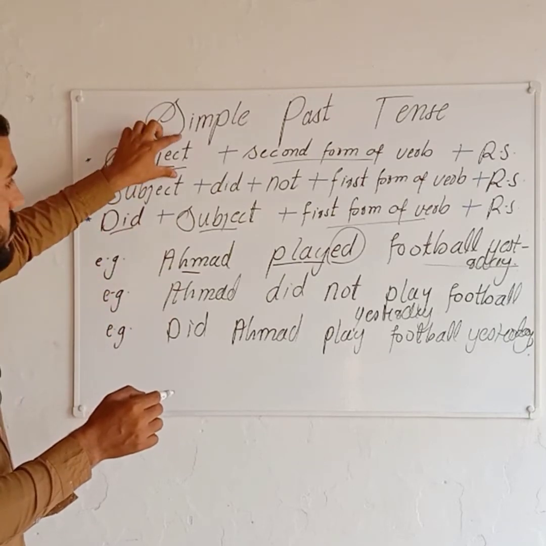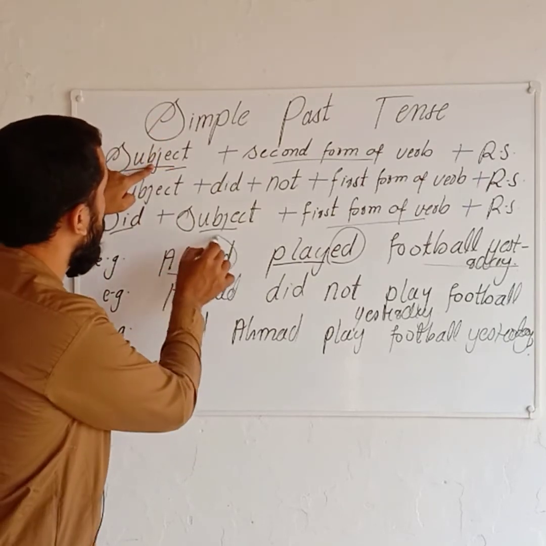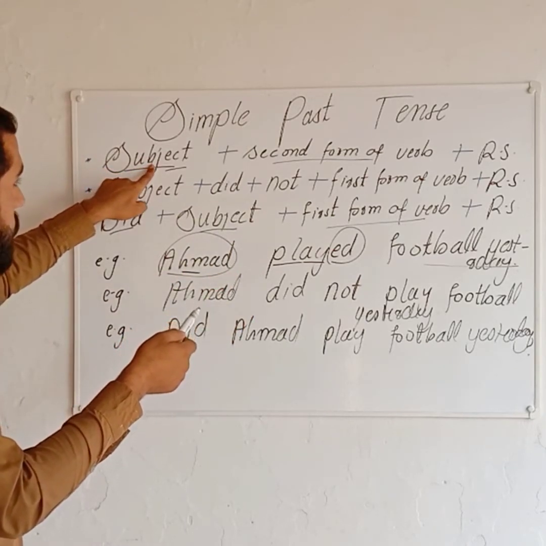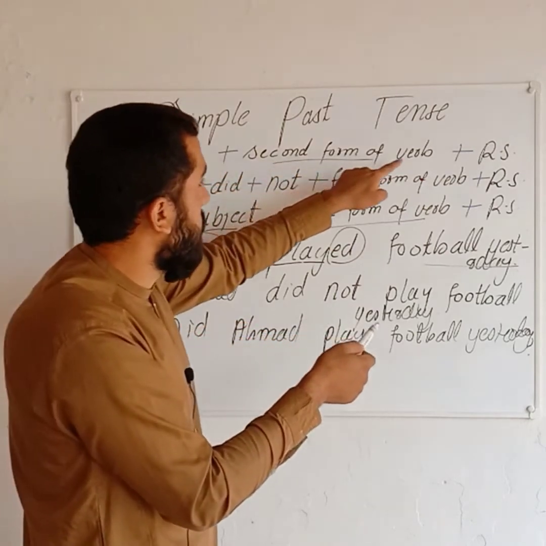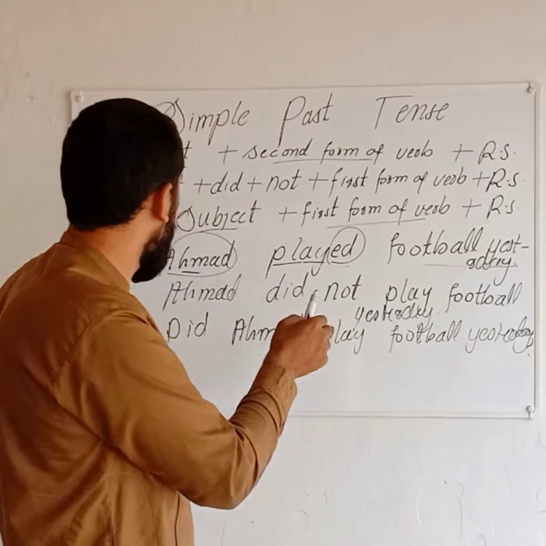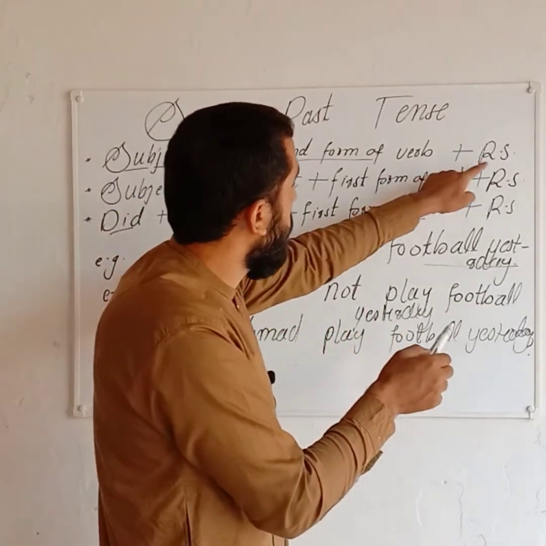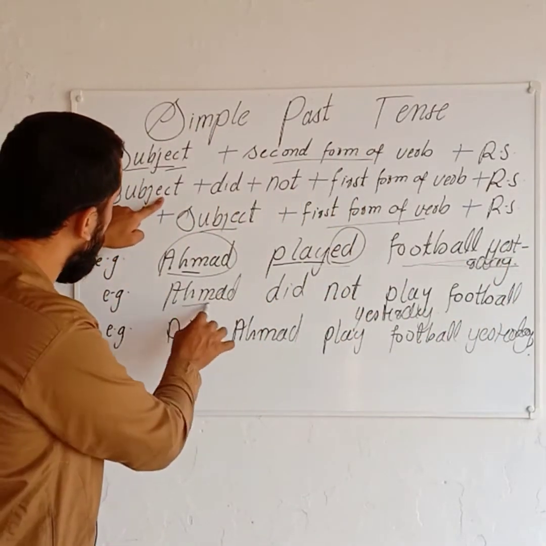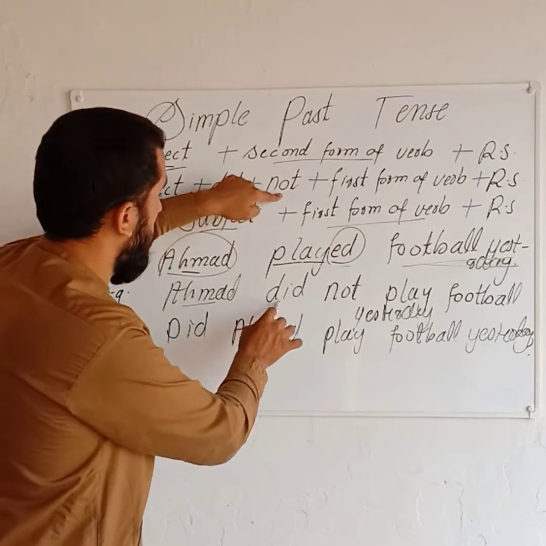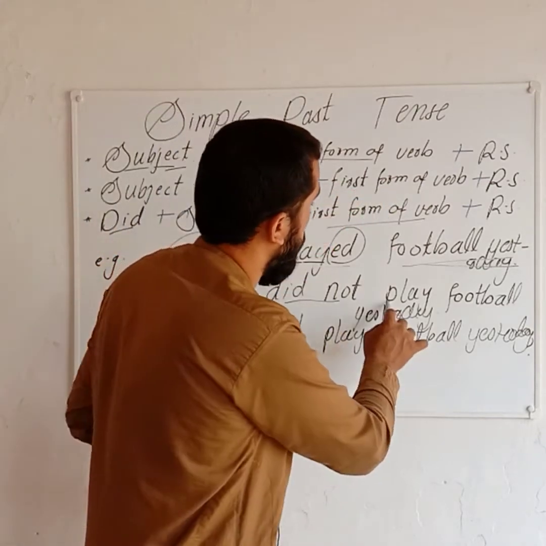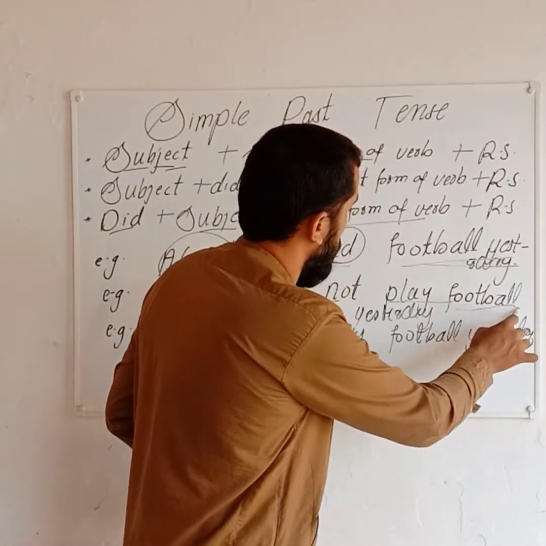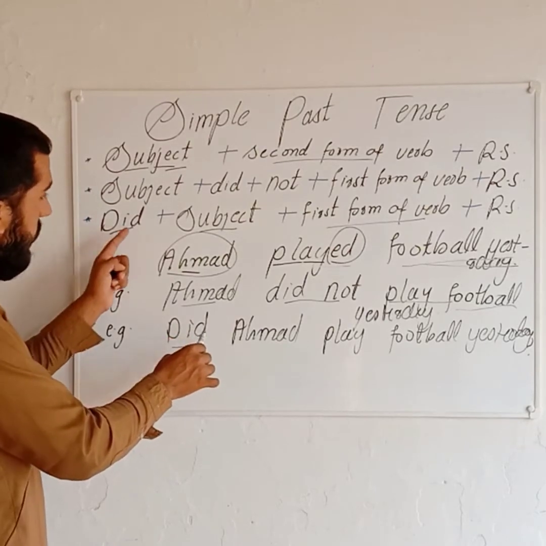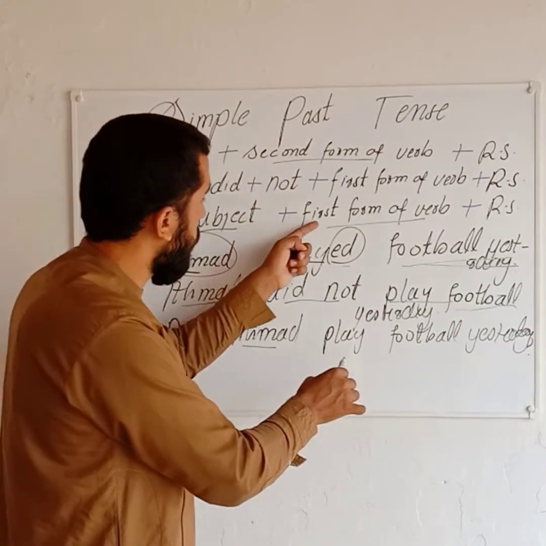First we need to use the positive structure. In positive structure we use subject. Ahmad is a subject here. And we use second form of verb. And then rest of the sentence. In negative, we use subject, and then did not, and first form of verb, play. And then rest of the sentence, you can say yesterday. For interrogative, we use did, and then subject, first form of verb.